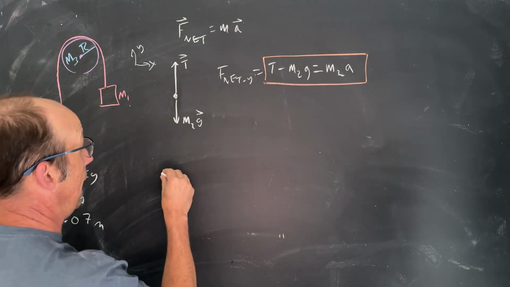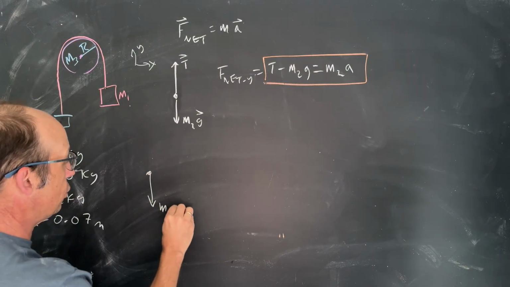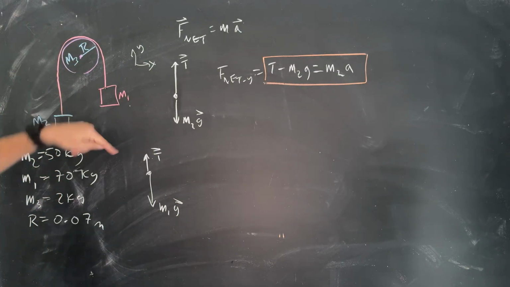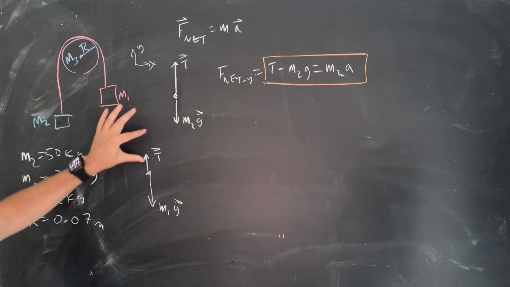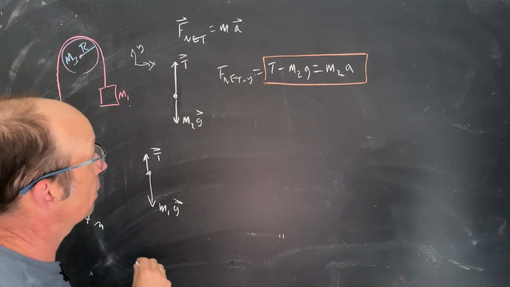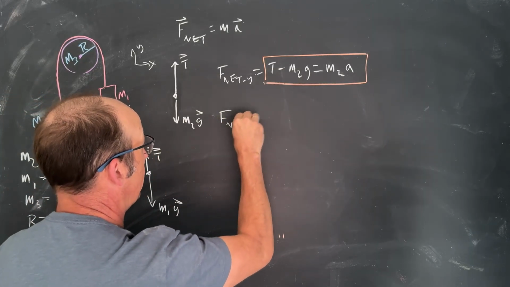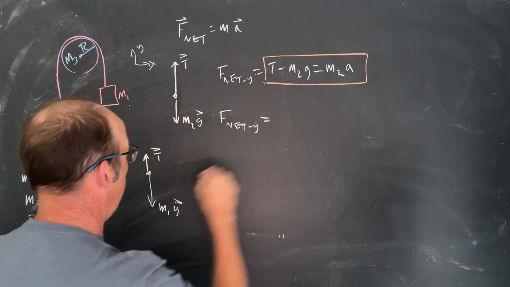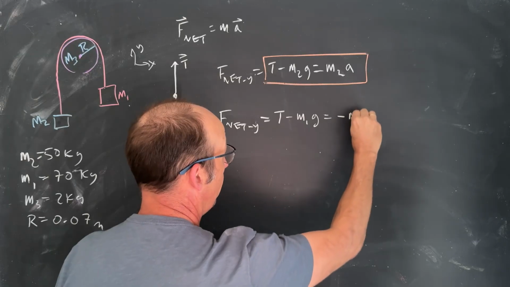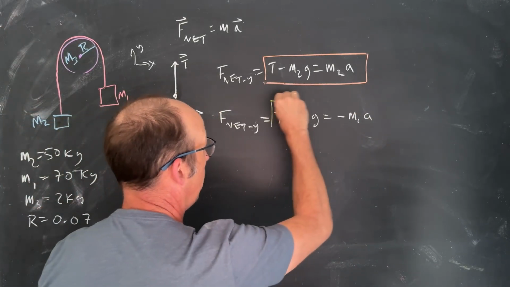Now for the second mass, I want to put it right here. So here I have m1g and the tension. And you notice that in order for this to accelerate down, the tension has to be less than that. I should have drawn that the same length, but I didn't want to run out of room. That's m1g. So let's write Newton's second law for that mass. F net y is going to be equal to T minus m1g equals negative m1a, because this one's accelerating down. And so, of course, we should put a box around that.